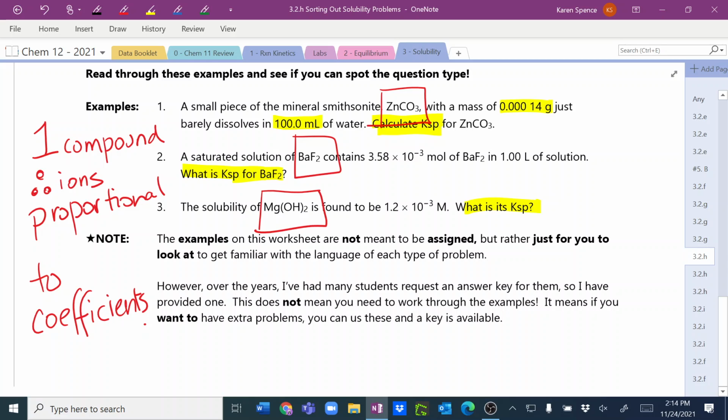But I got so many requests for it that I made an answer key. So if you do want to do them as extra, you can, but that's not what they're there for specifically. But if you want it, the answer key is there, okay? They're not meant to actually be done specifically. I'm not assigning them is what I'm saying, okay? All right.